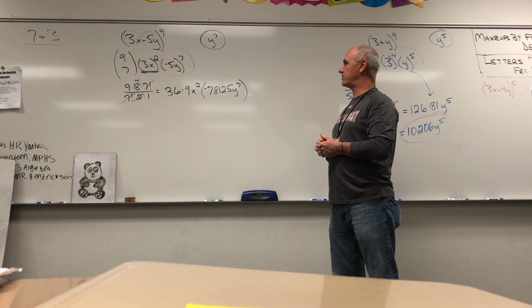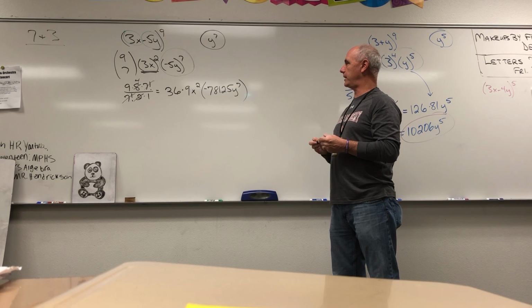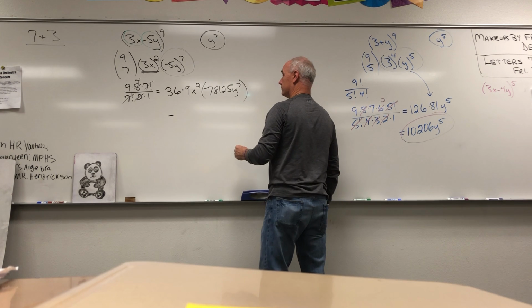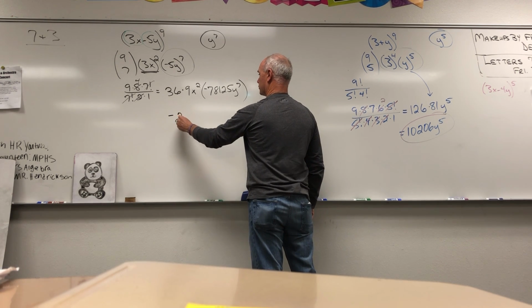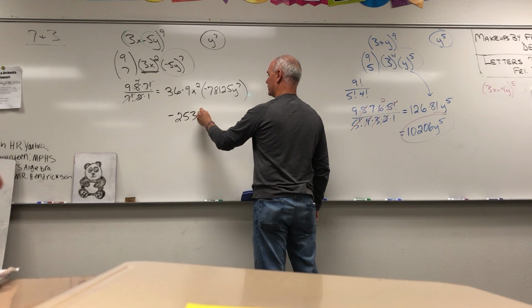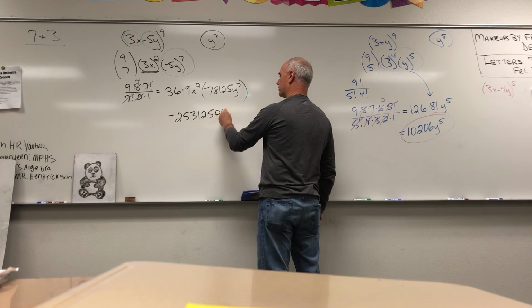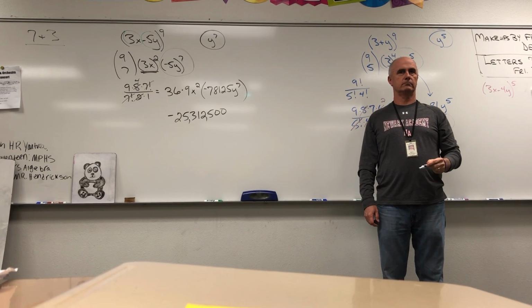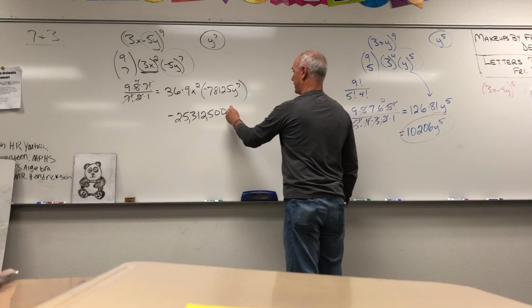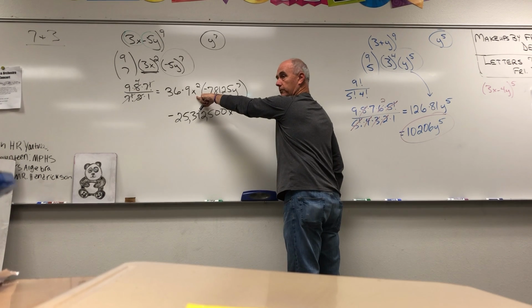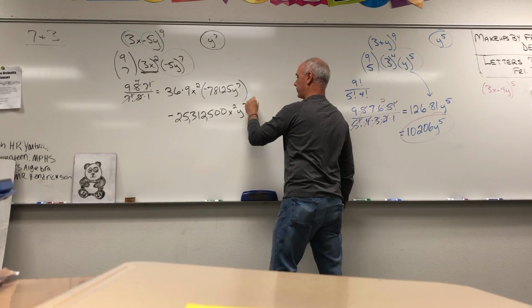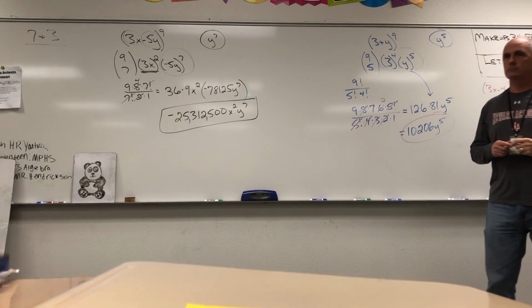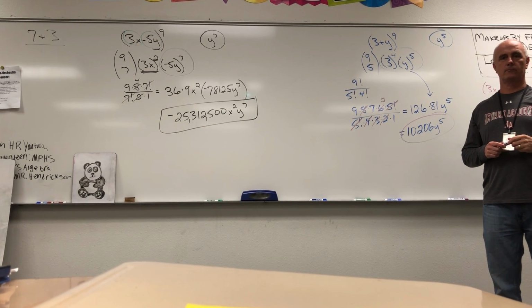And now, 36 times 9 times negative 78,125. I feel good about negative. 2,531,250. Does that sound right? Sure. x squared, y to the 7th. You just multiplied those two.